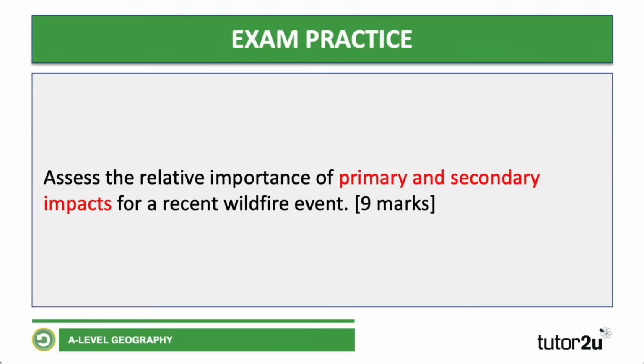So you need to know clearly what the difference is between the primary and secondary impacts. But what I would say in terms of exam technique is you're not looking for an introductory paragraph here. You don't have time for that with these 9 mark questions. They're like a sort of essay in miniature, but skip the introduction. You need to go straight into thinking about the importance of primary impacts, the direct impacts of the hazard compared to those that are the knock-on impacts, perhaps affecting people in the months and years that follow, particularly in terms of this recent wildfire event.